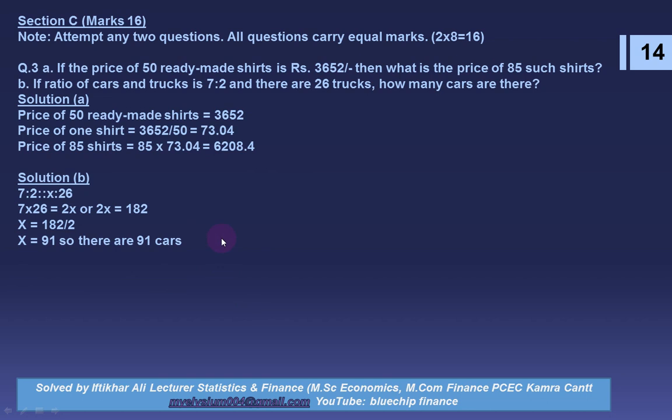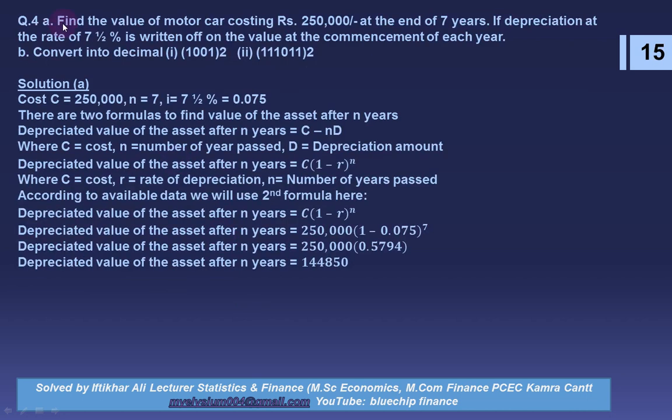Question number 4, part A. Find the value of a motor car costing rupees 2,50,000 at the end of 7 years, if depreciation at the rate of 7.1/2% is written off on the value at the commencement of each year. The second one is to convert into decimal 1001 and 111011. So first of all we will solve part A. Find the value of the motor car.